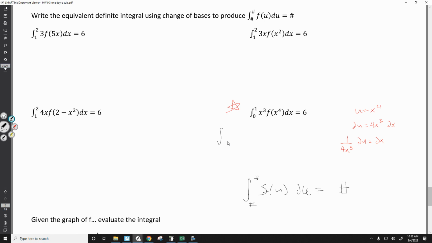Okay. Now, what's helpful here is that I do change my boundaries, but using x's, since with x to the fourth, they stay the same. So this might not have been a good example. Sorry. Okay. This is x cubed f of u, 1 over 4x cubed du equals 6. The x cubes go away. I get rid of the 1/4 by multiplying everything by 4. And yes, we do change our boundaries, but they don't change in their numerical value.